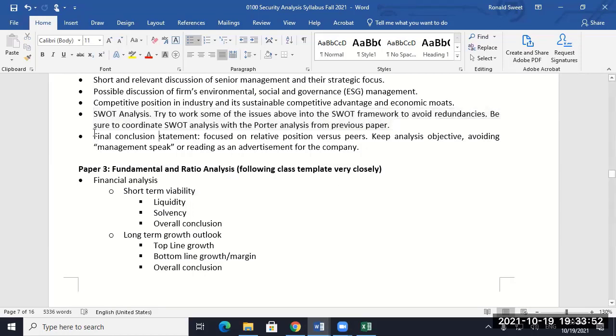And then some final conclusion on this firm relative to their peers. And be honest. This is the paper students start becoming advocates for their company. You can't do that. You've always got to be objective, step back. What do you honestly think? You don't have to like your company. The purpose of the paper is not to get people to buy the stock of your company. It's to give an honest assessment.